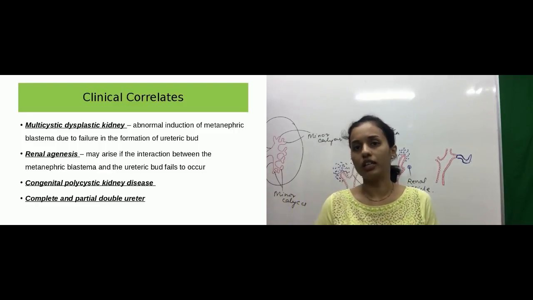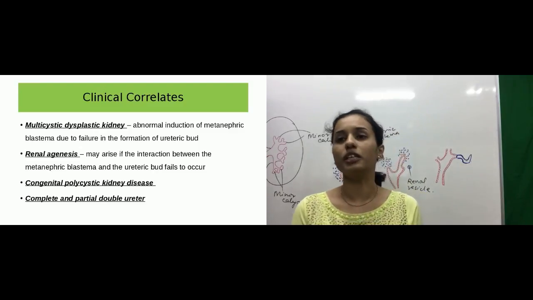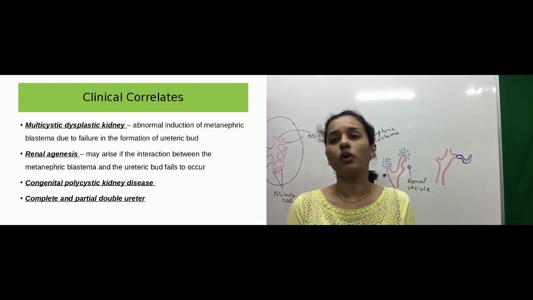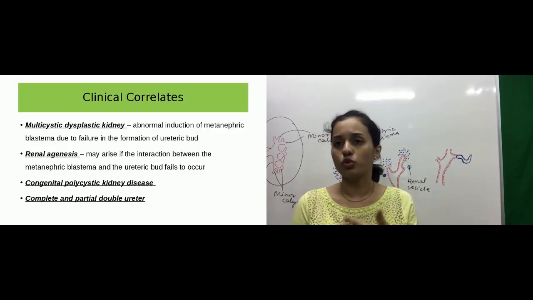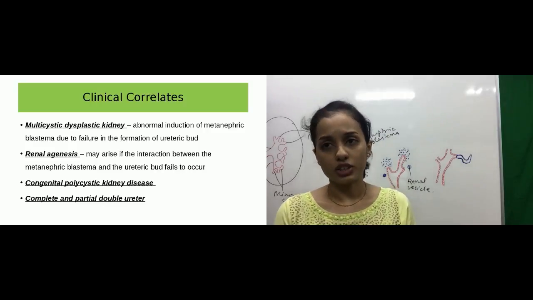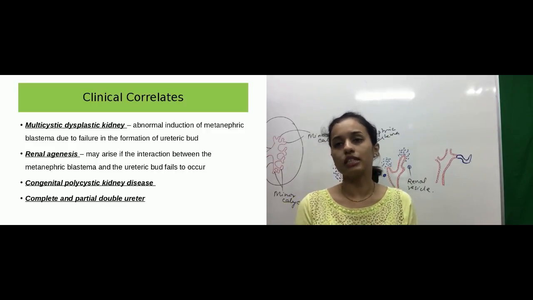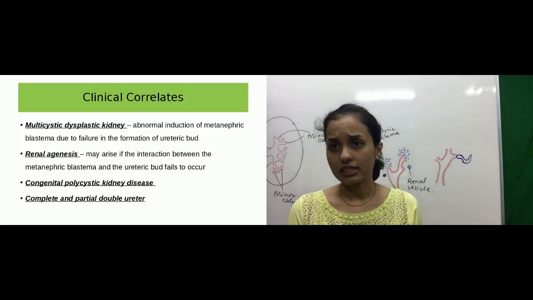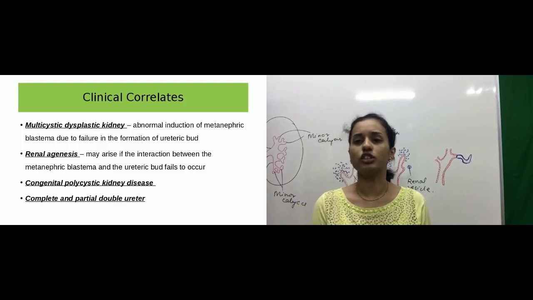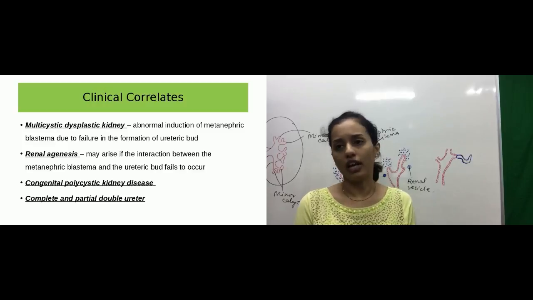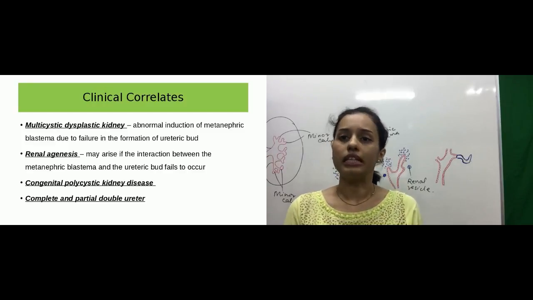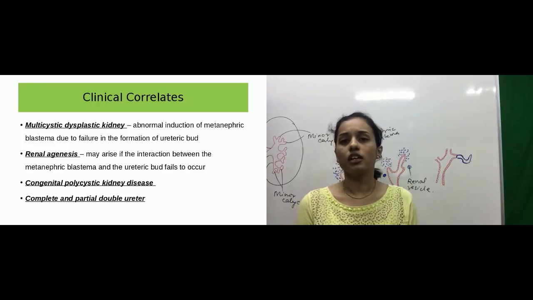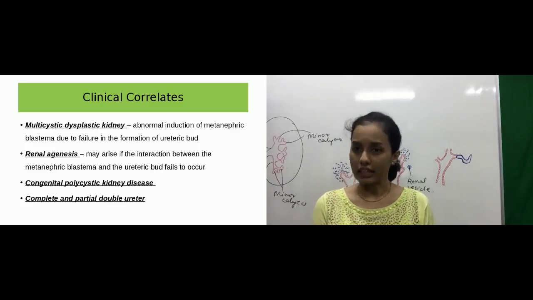So that leads to a condition where there will be formation of multiple cysts. Okay, so the nephrons won't develop. This leads to a condition called multicystic dysplastic kidney, and definitely the babies who present with this disease have to undergo dialysis because the kidney system is not functional, and within the first year of life they have to undergo renal transplant. The next clinical application is renal agenesis.